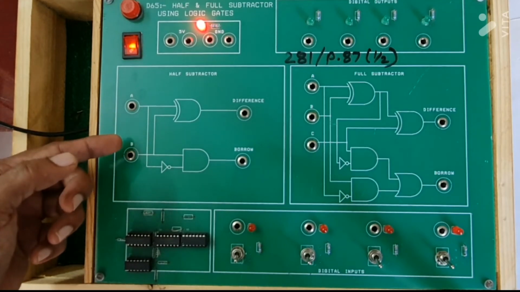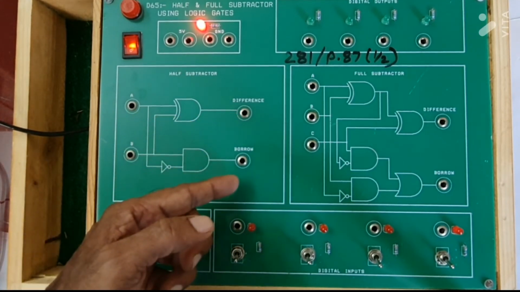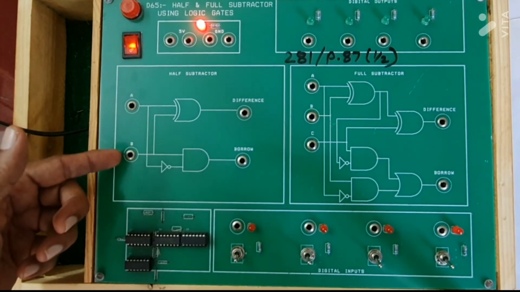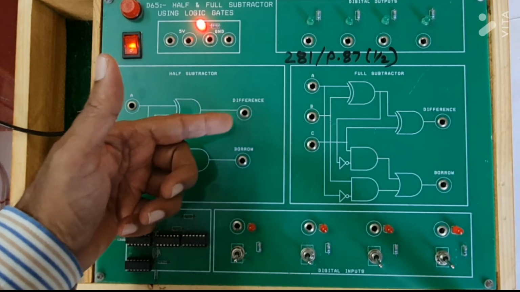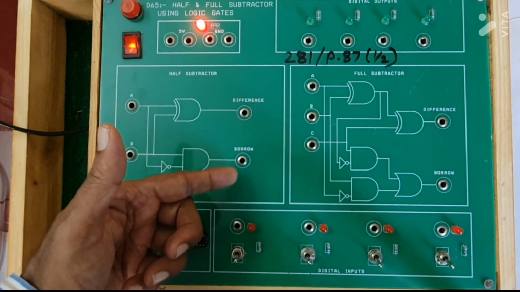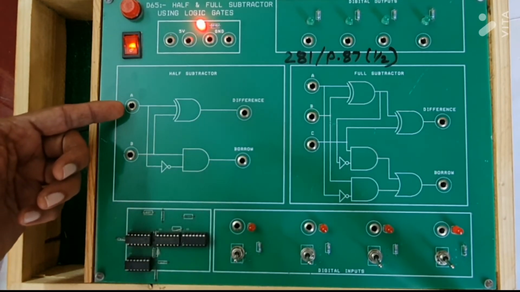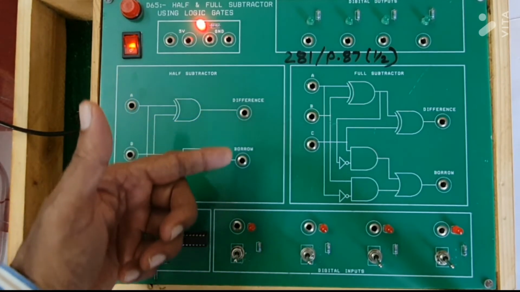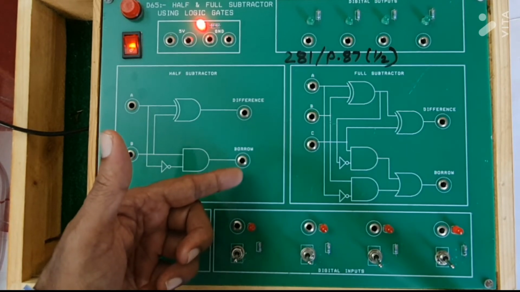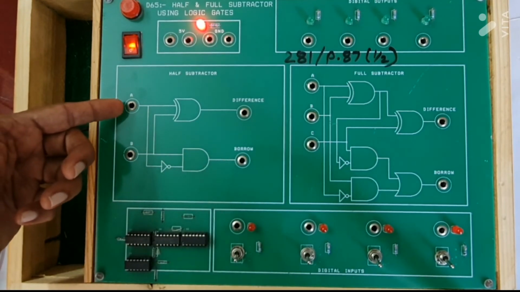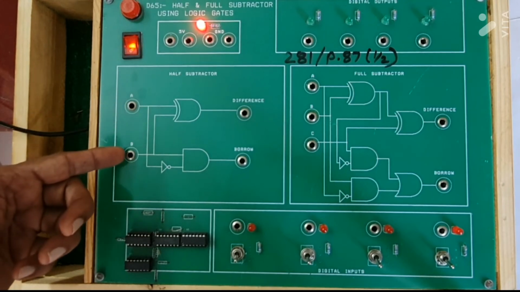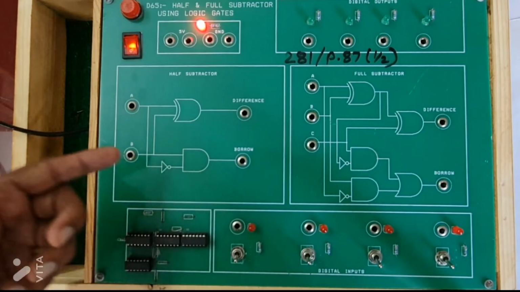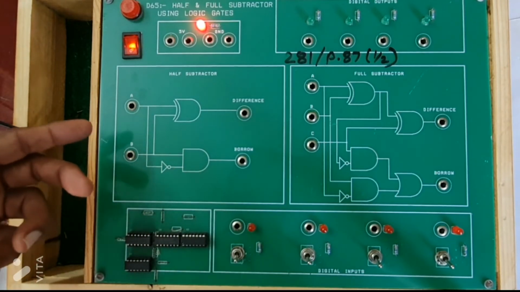0 minus 0, the difference is 0 and borrow is 0. Now when A is 0 and B is 1, 0 minus 1, the difference is 1, borrow is also 1. When A is 1, B is 0, 1 minus 0, difference is 1, borrow is 0. And when both A and B are 1, 1 minus 1, difference is 0, borrow is also 0. So we will verify this operation.